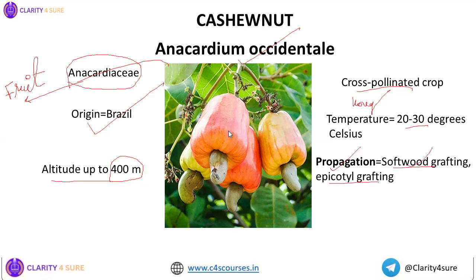So what is this? This is the cashew apple, right? And this is the cashew nut from which we derive the cashew, isn't it? You know that this cashew apple is also edible, right? And this is a false fruit.